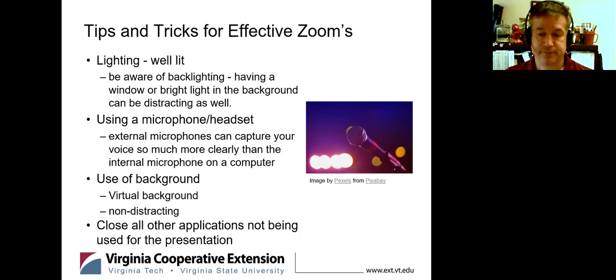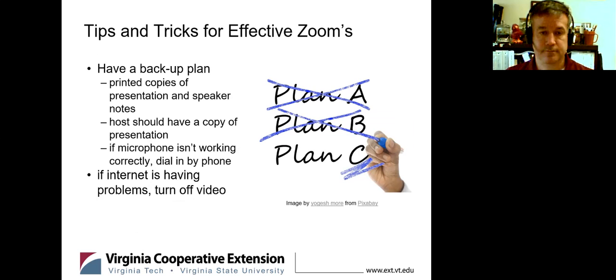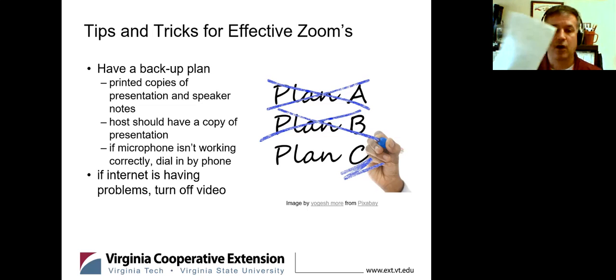Next slide, please. Make sure you have a backup plan, a contingency plan. Ashley talked about this briefly at the beginning of the presentation. Here are some ways to have a backup plan. Make sure you have printed copies of the presentation and speaker notes available to you as the presenter. That way, if something goes wrong, you've already got that presentation. If the presentation doesn't work, you've got the speaker notes already in front of you so that you can go through it and still continue with your presentation.